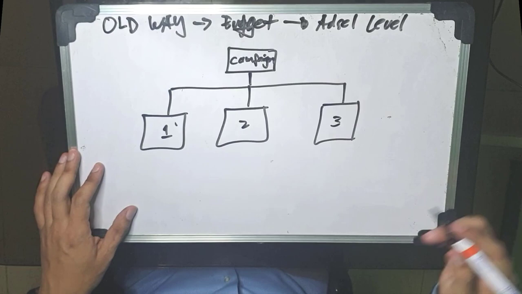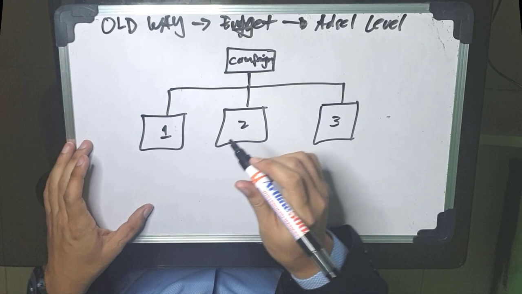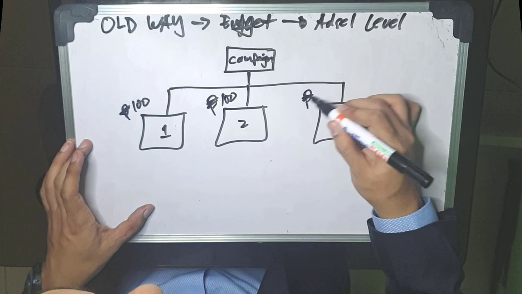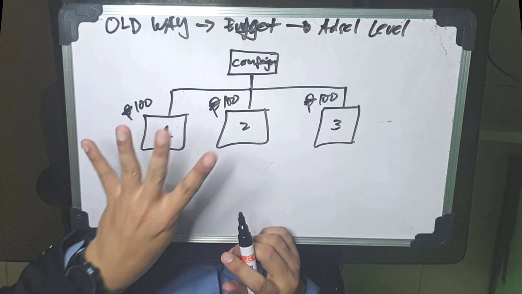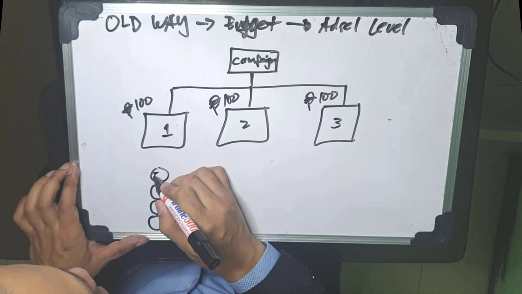Example, meron tayong per ad set, we budgeted it na tig 100 pesos ang daily budget, no? So 100 pesos daily budget. Ito is 100 pesos daily budget. Ito naman 100 pesos daily budget. And this one, 100 pesos daily budget also. And let's say na sa ad set number 1, we have 4 opportunities na available, and per opportunity, ang cost per opportunity is 50 pesos. So we have here 1, 2, 3, 4, and per opportunity is 50 pesos.